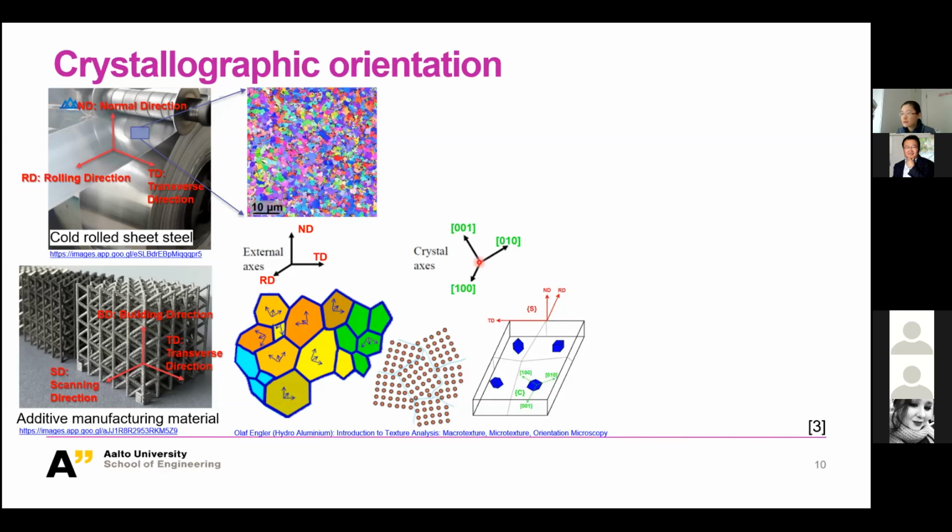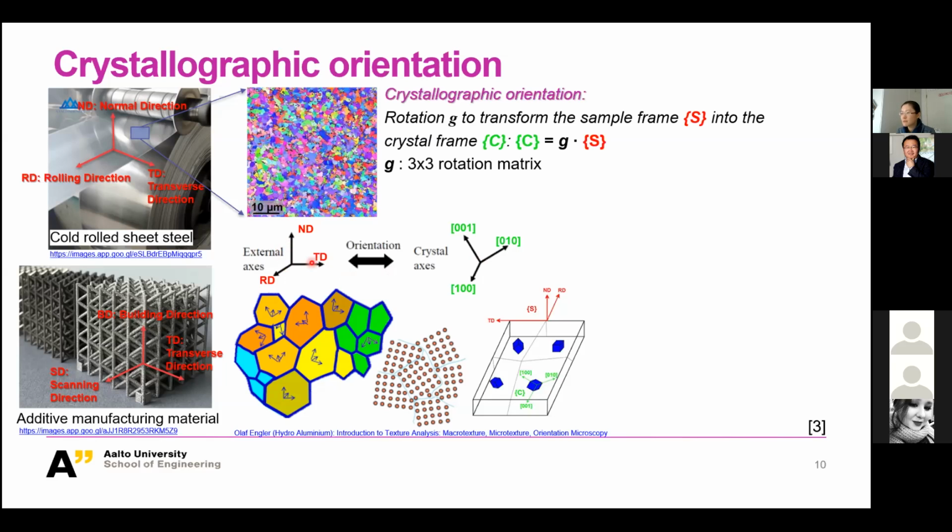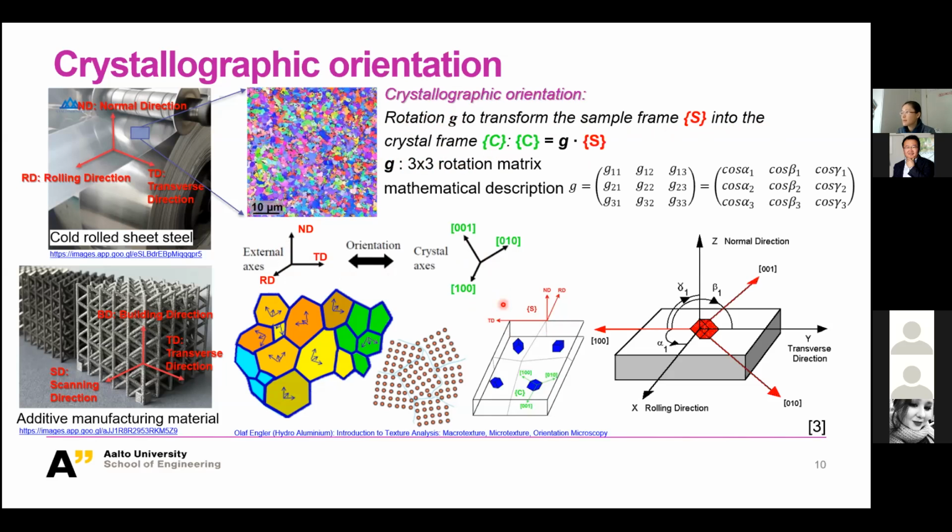Therefore, the crystal orientation is defined as the relationship between your sample coordinate and your crystal coordinate. In a mathematical way, it is defined as a rotation matrix to transfer the sample frame or coordinate S into the crystal frame C. This rotation matrix is a 3 times 3 rotation matrix. It has a mathematical definition in this way.